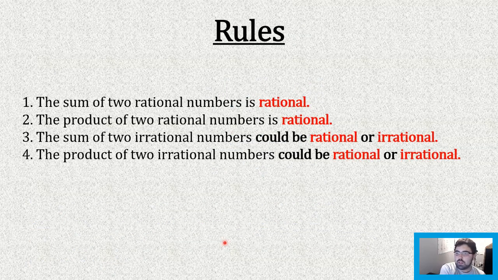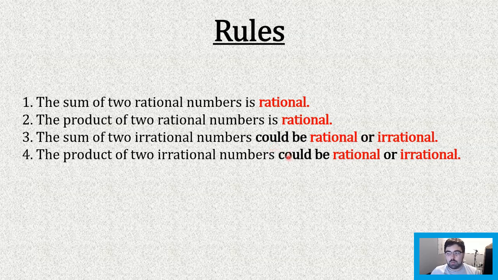All right, so some general rules for you to remember. The sum of two rational numbers is going to be rational. The product of two rational numbers is going to be rational. Sum is add, product is multiply if you forget. The sum of two irrational numbers could be either or. Could be rational, could be irrational, it depends. The product of two irrational numbers, same story. It depends. 3 and 4 are not telling you that the answer is both of these things. No, it's telling you that it's situational.